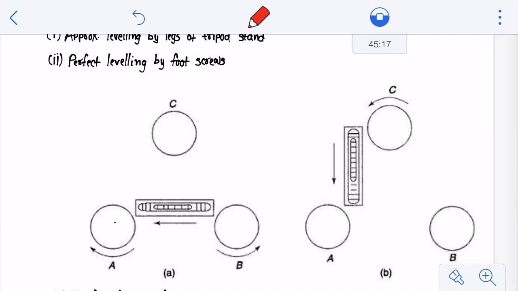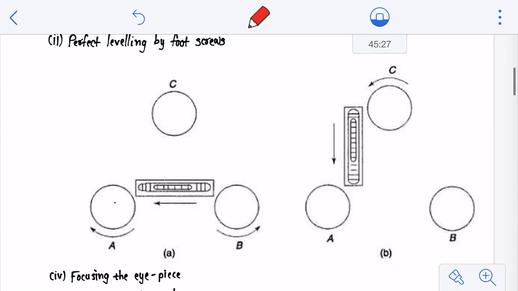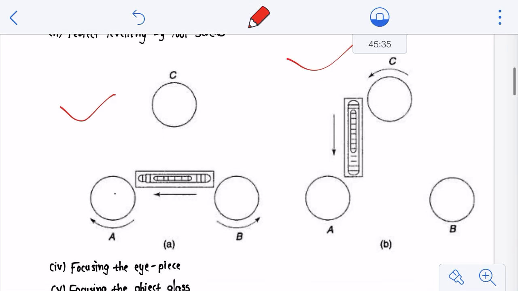Once it is done with the help of the tripod stand, you will finally check with the help of foot screws, as we have seen in the components of the dumpy level. You can see here capital A, capital B, capital C. These two figures indicate the positions of the foot screws, and this exercise is termed perfect leveling by foot screws. What you need to do?